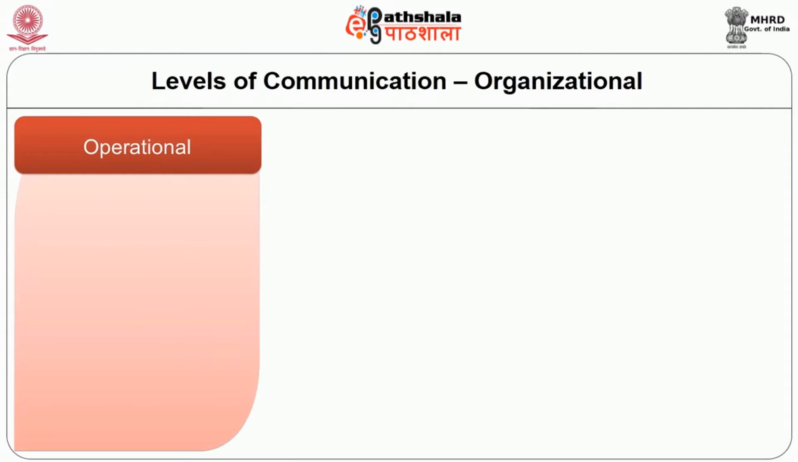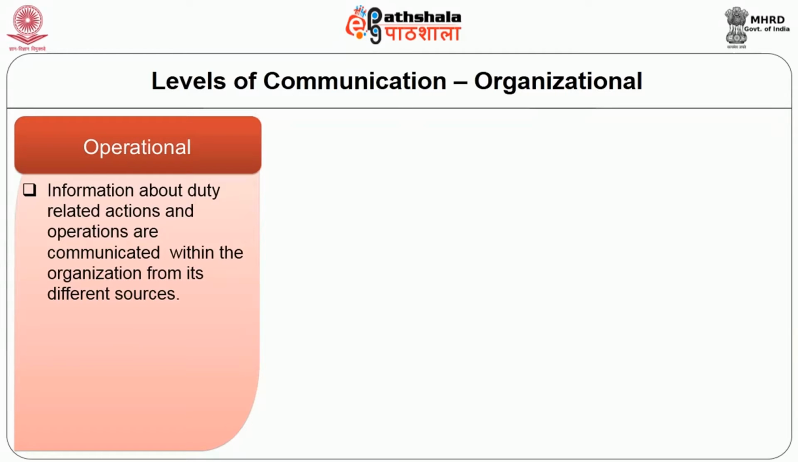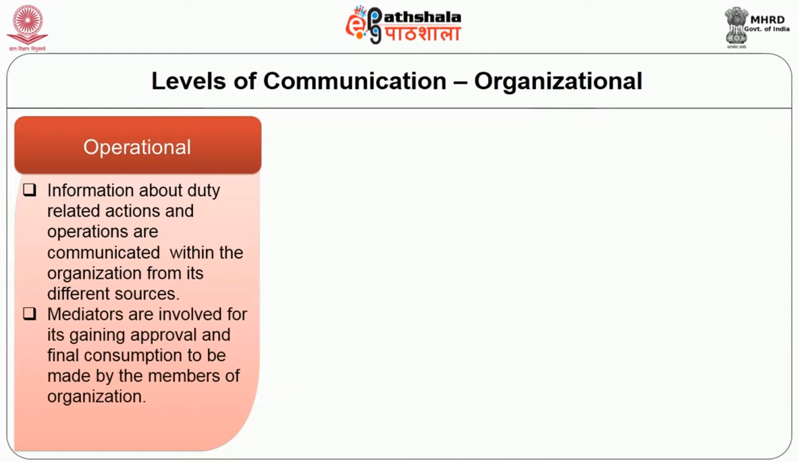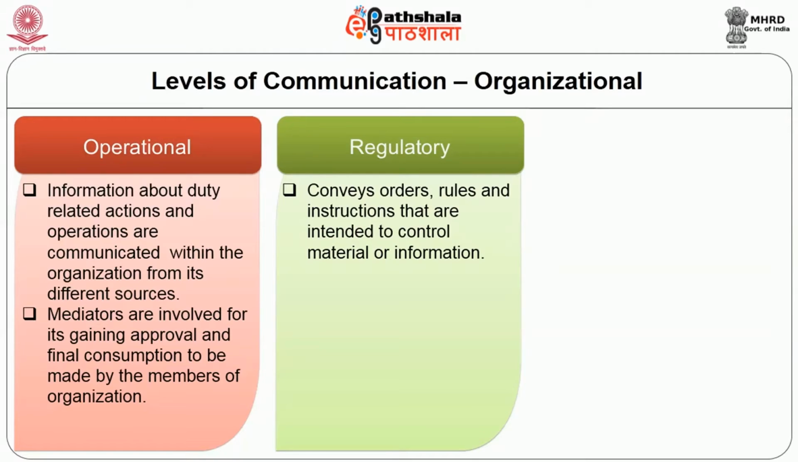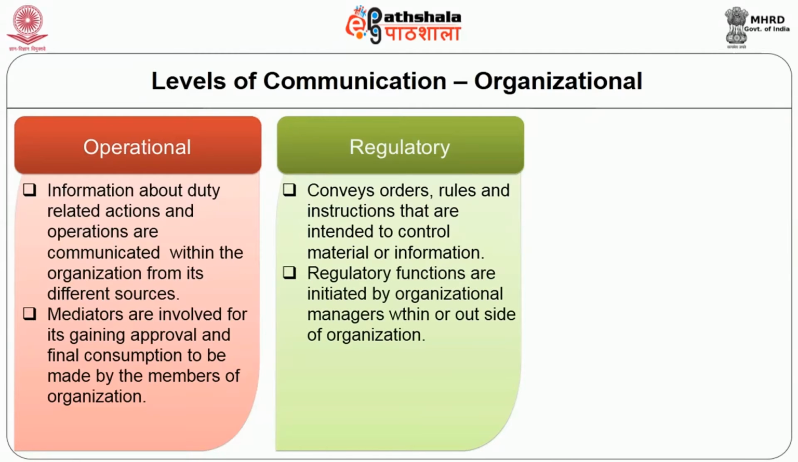The operational communication system. In this structure, the information, duty-related actions, and operations are communicated within the organization from its different sources. Sometimes mediators are involved for gaining approval and final conception to be made by the members of the organization. The regulatory communication system. This system conveys orders, rules, and instructions that are intended to control material or information processing functions of the members of an organization. Such regulatory functions are initiated by organization managers, who may be within or outside the organization.